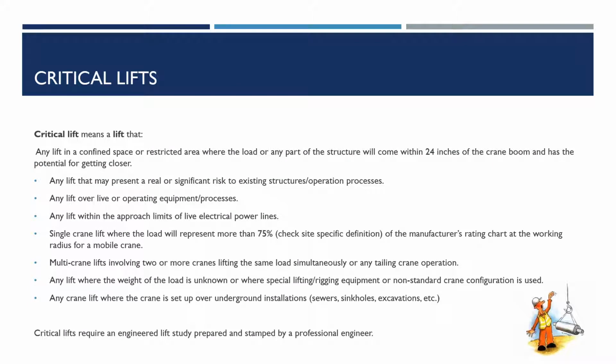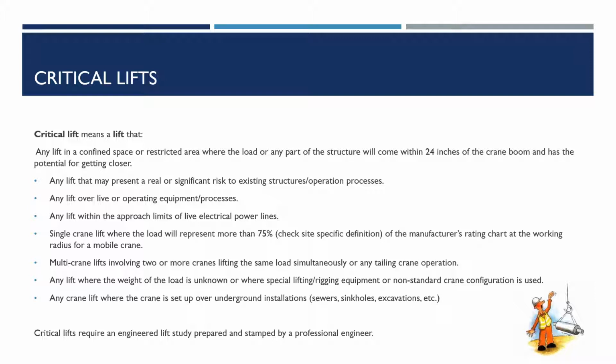Critical lift. Critical lift means any lift in a confined space or restricted area where the load or any part of the structure will come within 24 inches of the crane boom and has the potential for getting closer. Any lift that may present a real or significant risk to existing structures or operation processes. Any lift over live or operating equipment processes. Any lift within the approach limits of live electrical power lines.